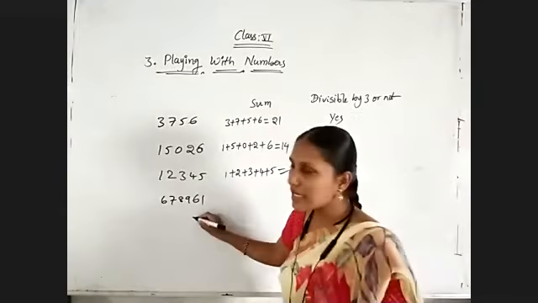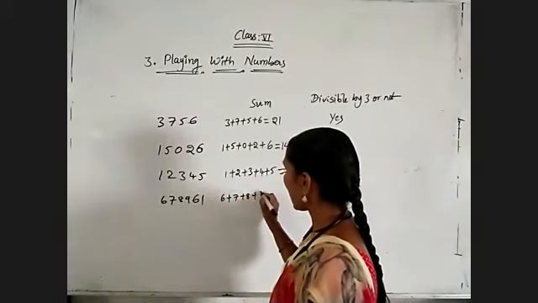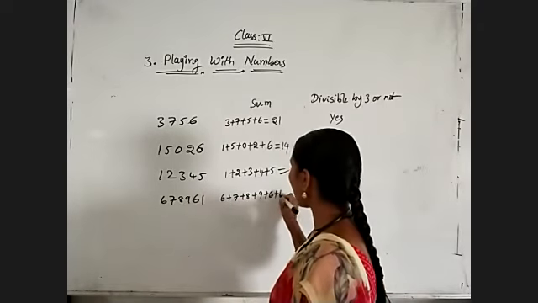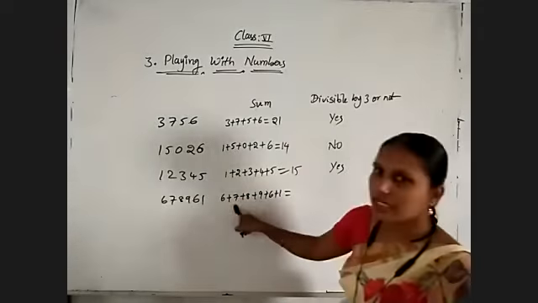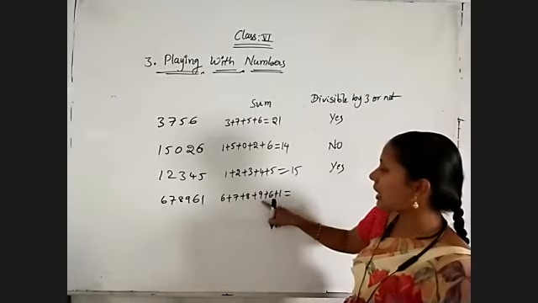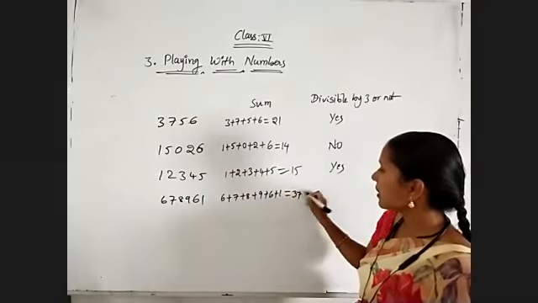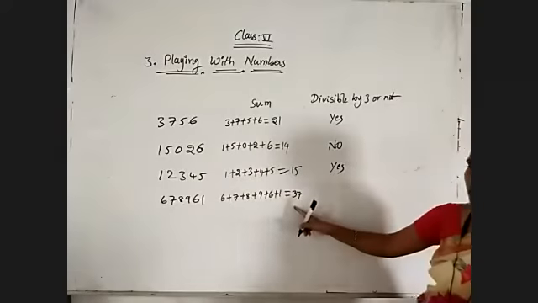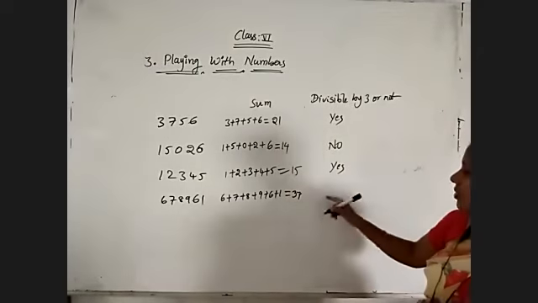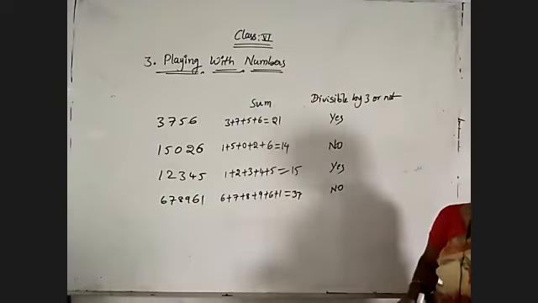And coming to the last number, 6 plus 7 plus 8 plus 9 plus 6 plus 1. 6 plus 7, 13. 13 plus 8, 21. 21 plus 9, 30. 30 plus 6, 36. 36 plus 1, 37. 37 we will not get in the 3 table. Okay. So it is not divisible by 3. So the complete number is also not divisible by 3.